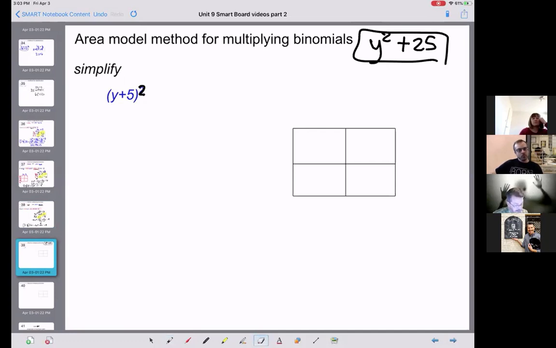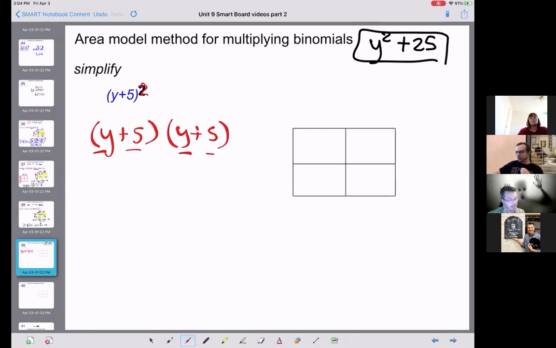What I'm showing is that because this is squared, I'm multiplying y plus 5 times y plus 5. I'm multiplying everything in there times itself twice. Because I'm multiplying a binomial times a binomial, I need a square box, and I'm going to put y plus 5 here. I can write this sideways if I want to. Some people will write it the same way, y plus 5. You don't have to write it that way, but some people find it easier.